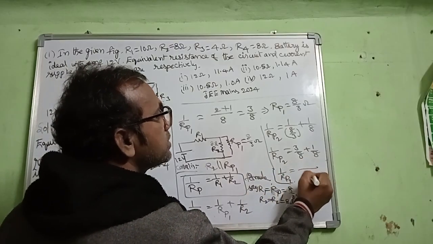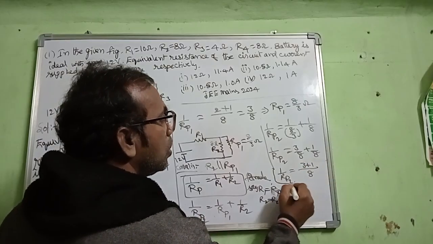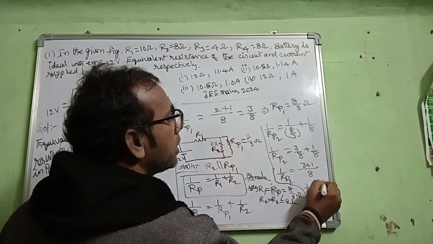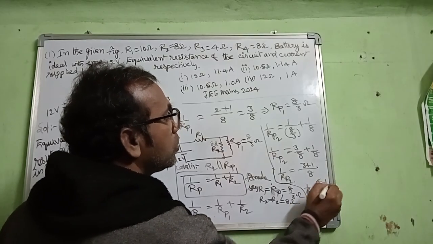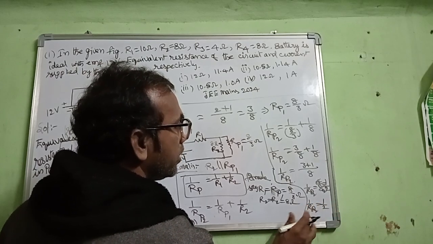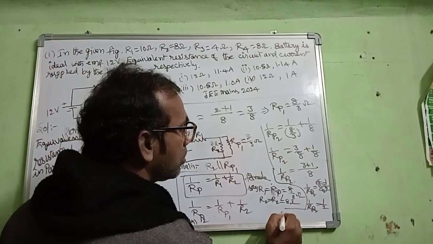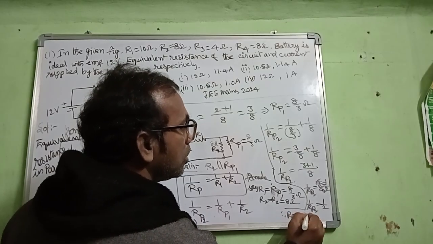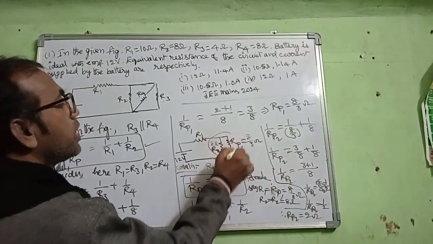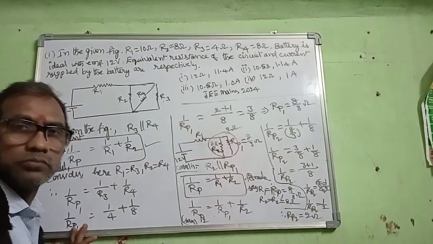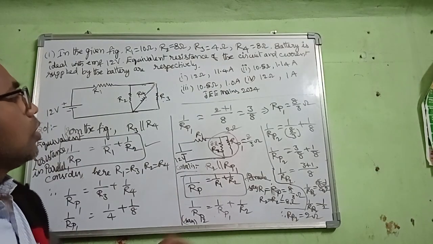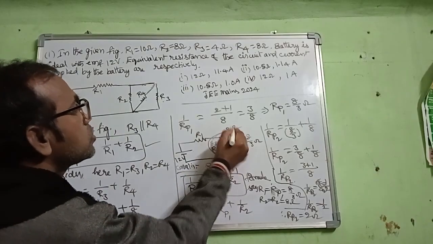Take LCM, 3 plus 1. So 1 by Rp2 equal to 4 by 8 equal to 1 by 2. Therefore 1 by Rp2 equal to 1 by 2, therefore Rp2 equal to 2 ohm. So the resultant of these two becomes 2 ohm.